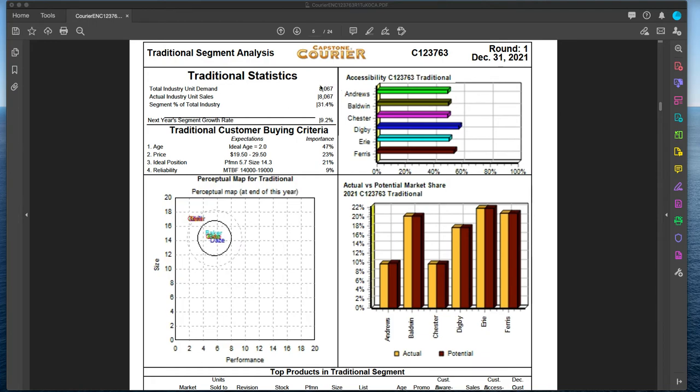We can see that the sales met the demand this round, and we can also see that this segment is a large percent of the total industry. It's 31.4%. And then we have here the segment's growth rate. This is what you should have used to calculate your sales forecast for each of your segments. You'll find this sales growth rate within this traditional statistics, and you would multiply this by the total number of units that you sold last year and then add this to that amount, and that would give you the next year's forecast. Now that's only valid for round one of the simulation.